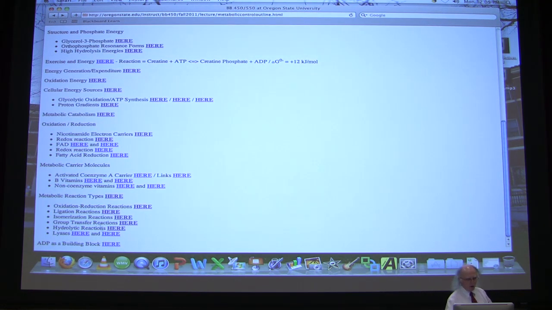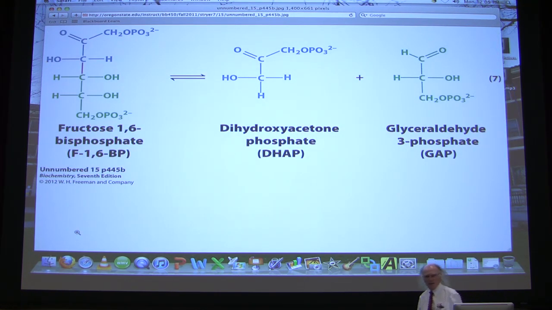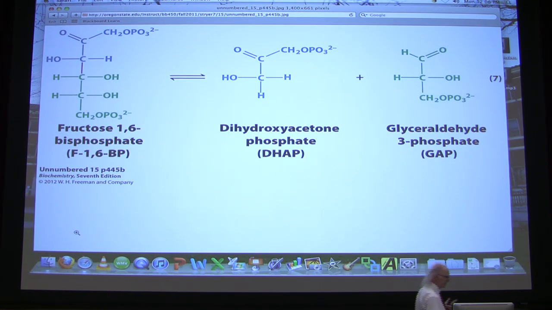The last one is probably the hardest to understand, and to be honest with you, I don't place much emphasis on it, but I'll just give you a notion of what it is. The last group is called lyases, and lyases are enzymes that basically catalyze the splitting of a molecule. That's a little bit of a simplification of what they do. But you can see in this reaction from glycolysis that fructose 1,6-bisphosphate is being split in half. And so lyases cause the breakage of bonds to split molecules into two. That's one way of thinking of them. And for our purposes, that's all we really need to pay attention to.